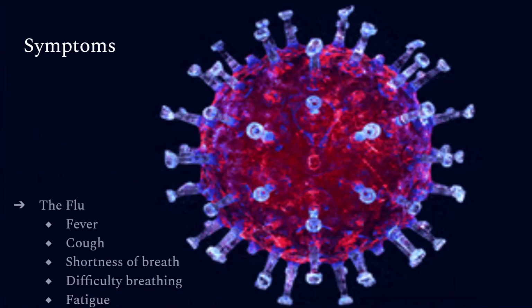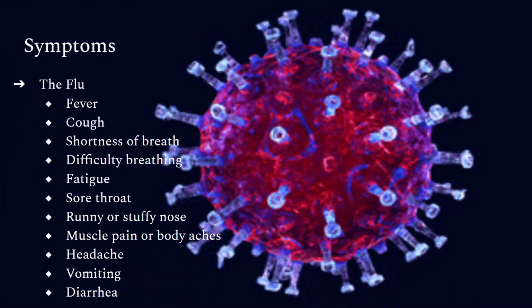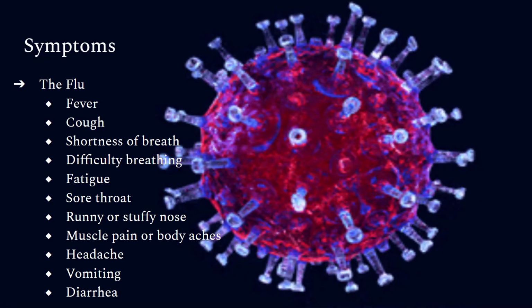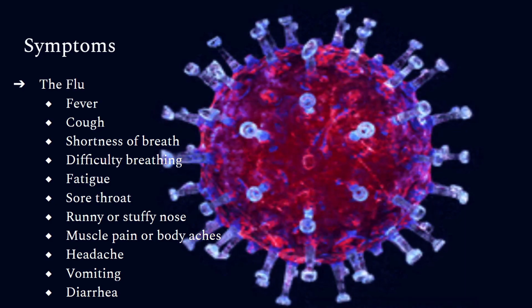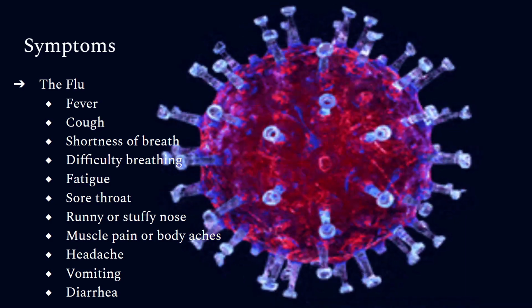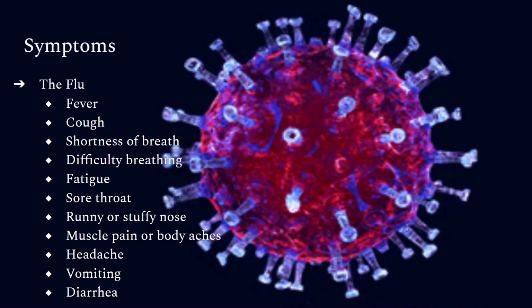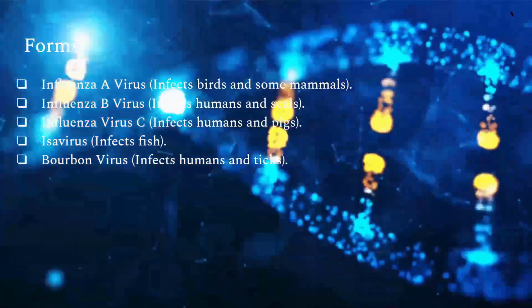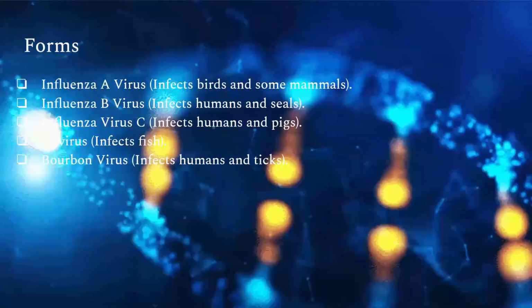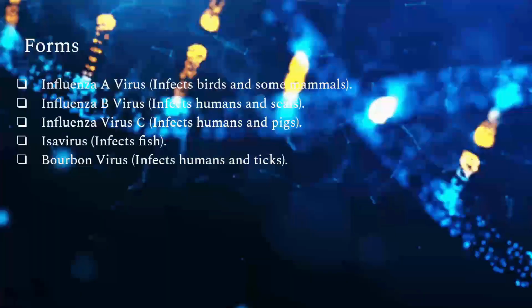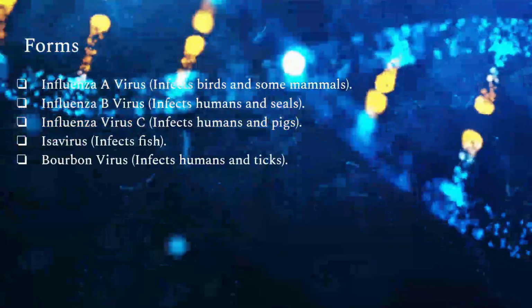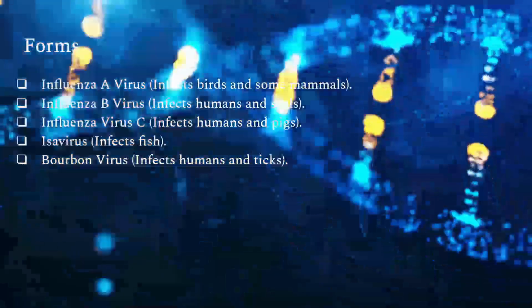Symptoms. The main overlying disease that is inherited through having the virus is the flu, which can have the symptoms of either fever, cough, shortness of breath, difficulty breathing, fatigue, sore throat, runny or stuffy nose, muscle pain or body aches, headaches, vomiting, and diarrhea. It can come in several forms, of which influenza A infects birds and some mammals, influenza B infects humans and seals, influenza C infects humans and pigs, Issa virus infects fish, and Bourbon virus infects humans and is transferred through ticks.